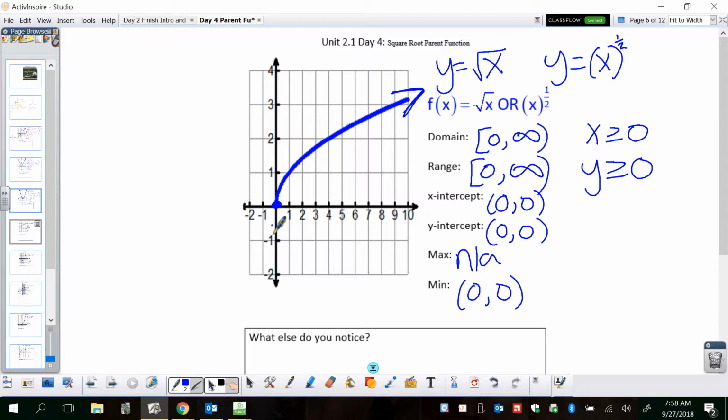So, asymptote, yes or no? No. Okay, what's next?